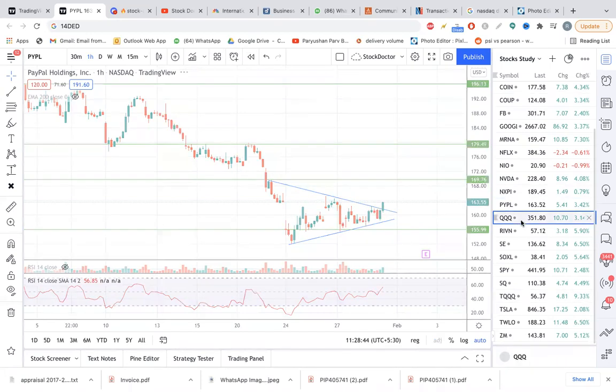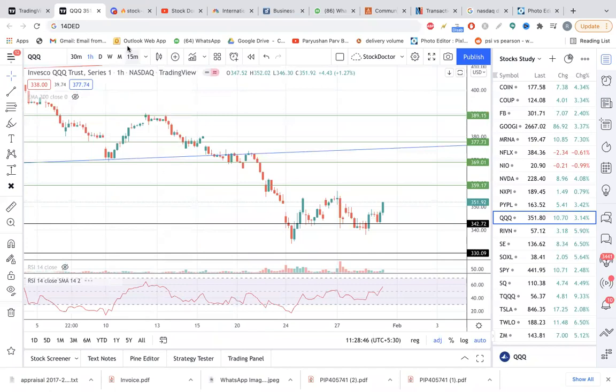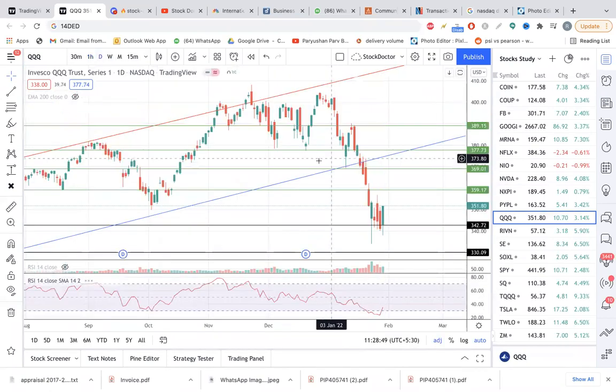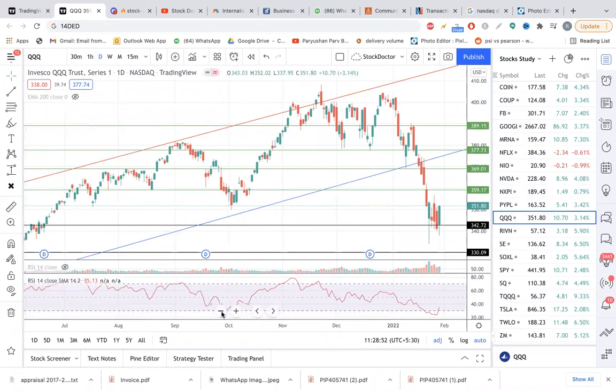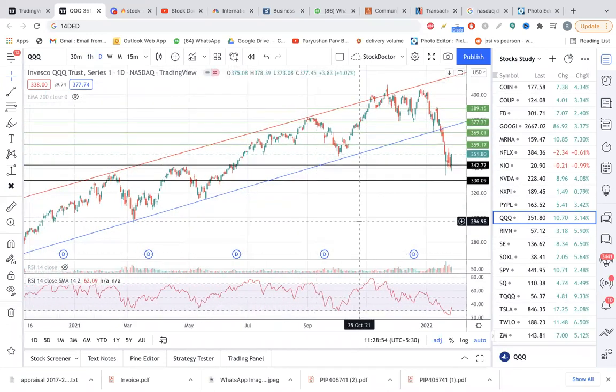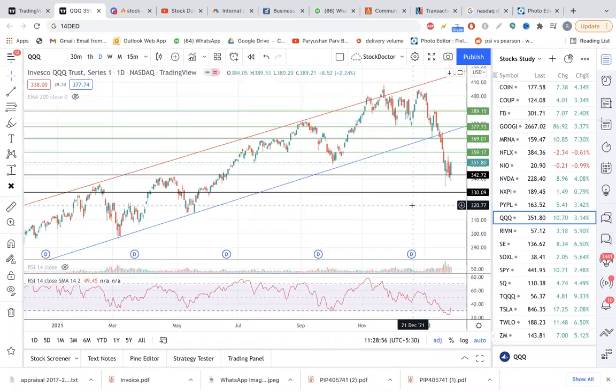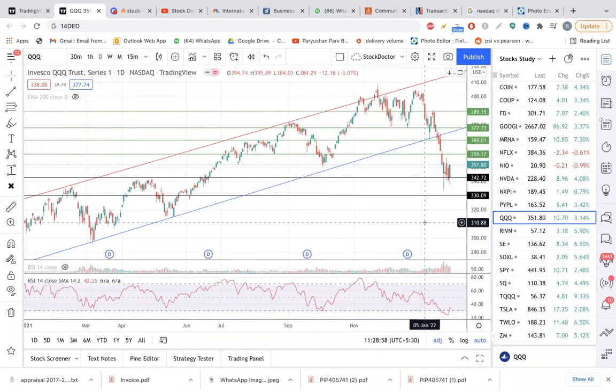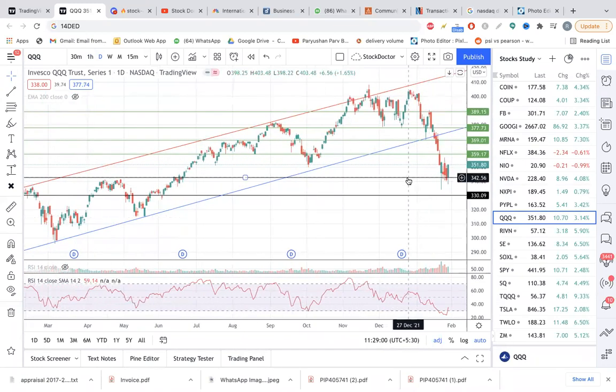The next stock we have is QQQ. Just a moment for the QQQ. If you see here, QQQ has a good support near 340 levels. Okay, 340 levels can be the first support. The second support area for QQQ is 330.